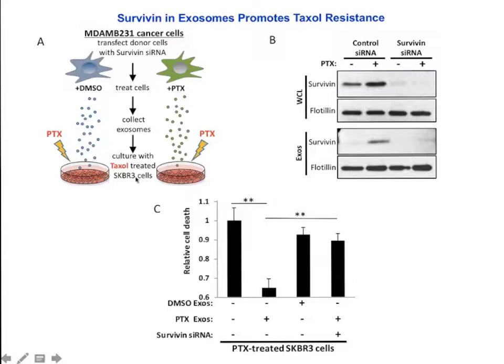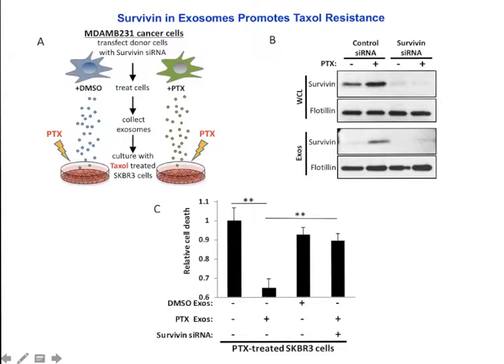And so we set out to test that by using as a recipient cell line a breast cancer cell line known as SKBR3 cells, and we exposed them to Taxol. As you can see down here in this graph, if you expose SKBR3 cells to Taxol, they'll undergo apoptosis. But if we incubate them first with the exosomes derived from Taxol-treated 231 cells, so now these are exosomes that are enriched with survivin, we can inhibit the ability of Taxol to kill these SKBR3 cells to a large degree.